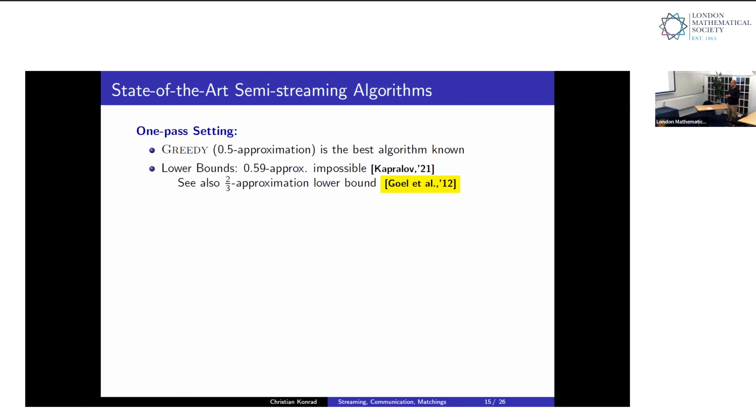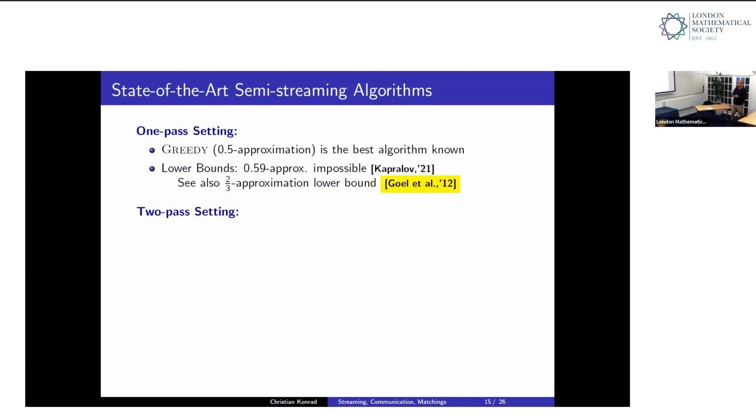So really is the best one-pass algorithm we have, but on the lower bounds front, we know a little bit more. So we know that for these algorithms that use space n polylog n space, we cannot have an algorithm that's better than a 0.59 approximation. That's sort of the currently best lower bound. The first lower bound that ruled out approximation factors better than 2/3 is now already 13 years old. We'll look into this in a minute, how this lower bound is proved for approximation factors.